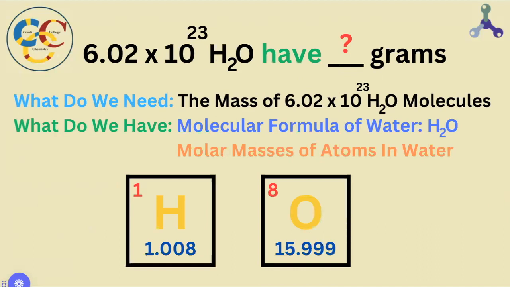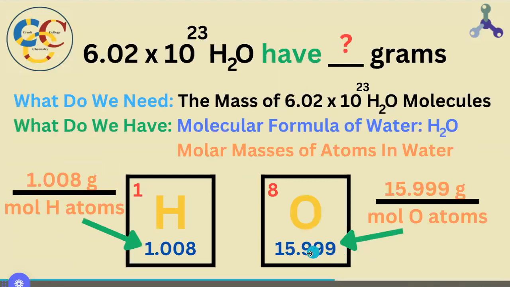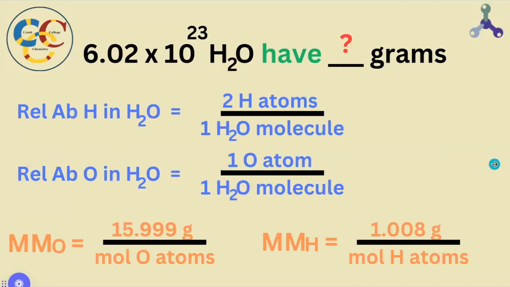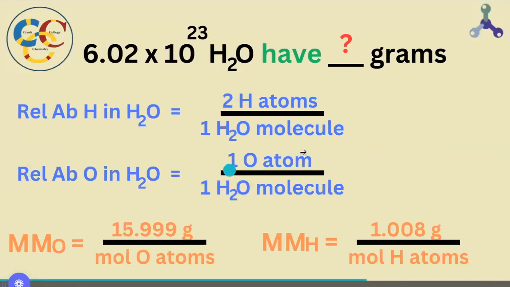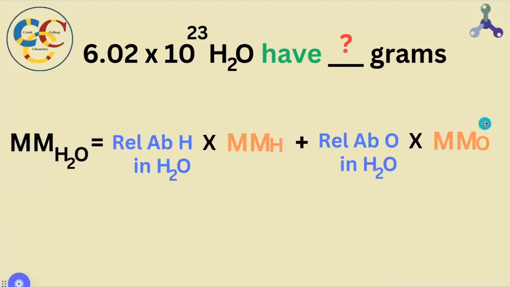There are 1.008 grams in a mole of H atoms, and we have 2 moles of them. We also have 1 mole of oxygen atoms, which has the mass of 16 grams. We have the molar masses of each atom that composes water right here, so we're one step closer to solving the problem. Now let's see what else we can do. We also take into account the relative abundance of H and O per molecule of water.